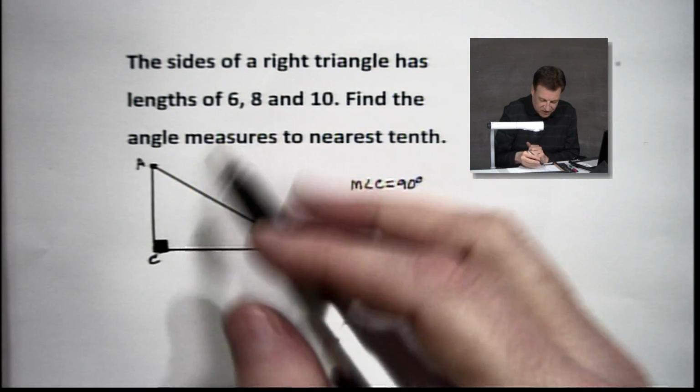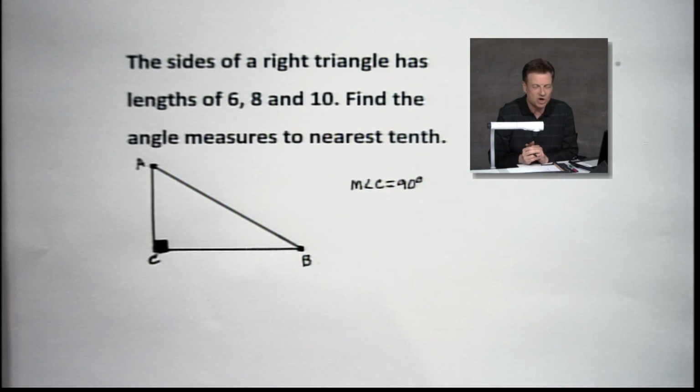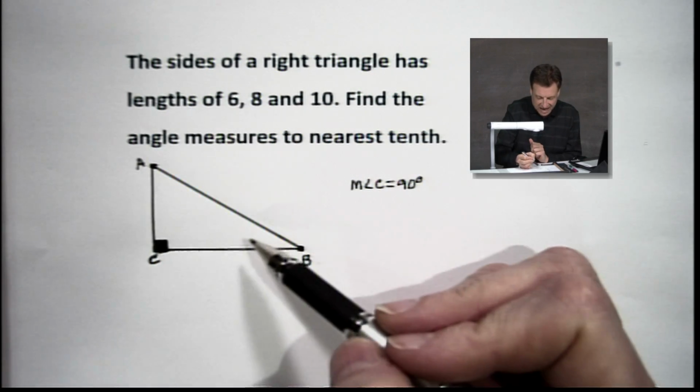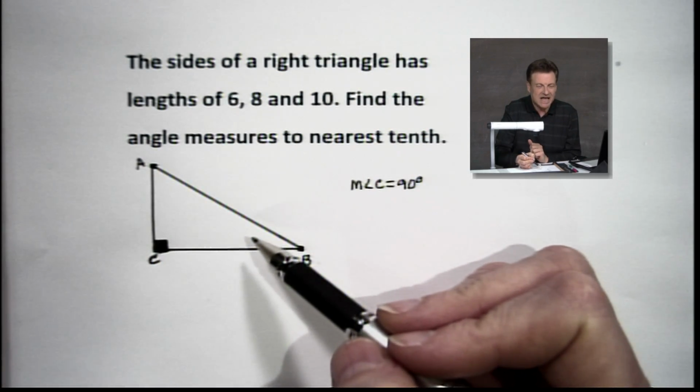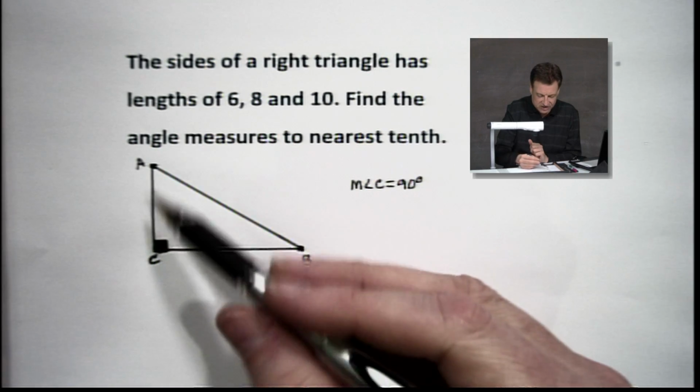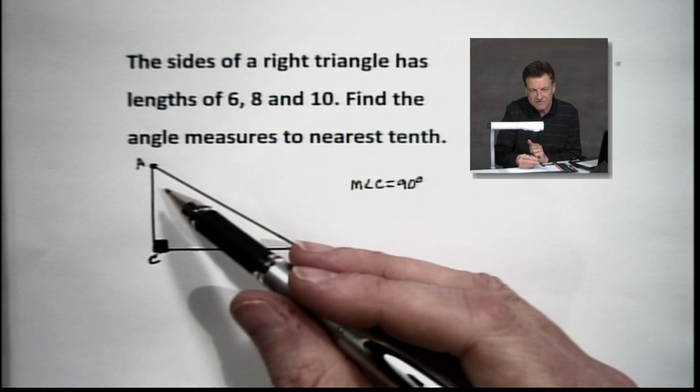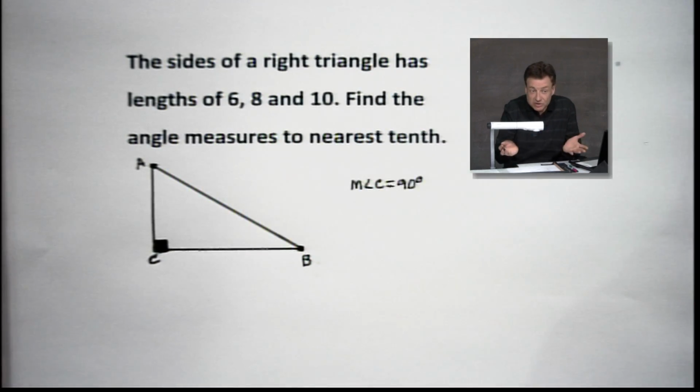Now we need to go for these other 2 guys, which obviously are acute, because these 2 little angles add up to 90 degrees. We've used up 90 degrees out of 180. So we have something and something that's going to be both acute, that's going to add up to 90. The question is, what are they?